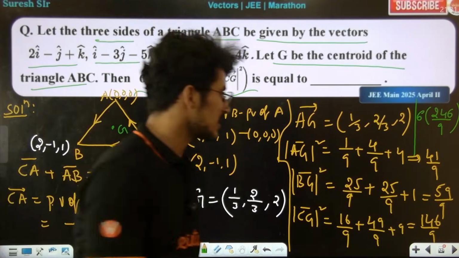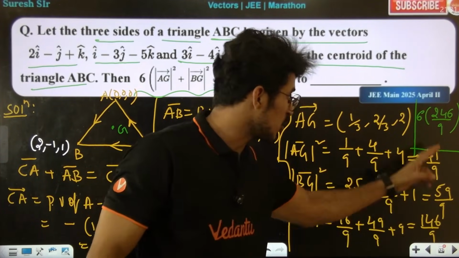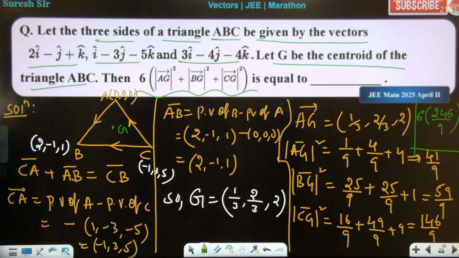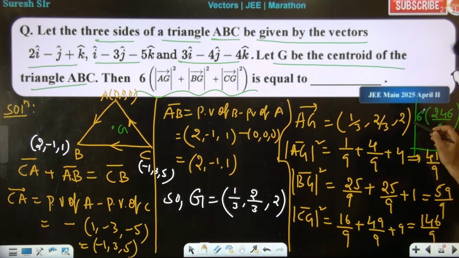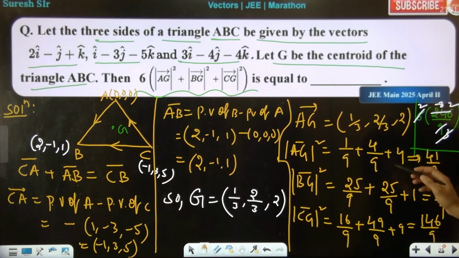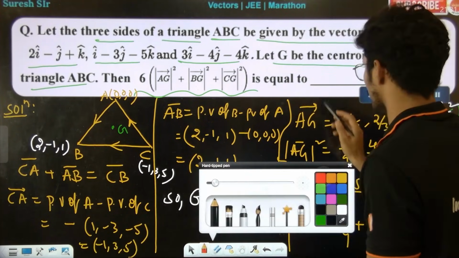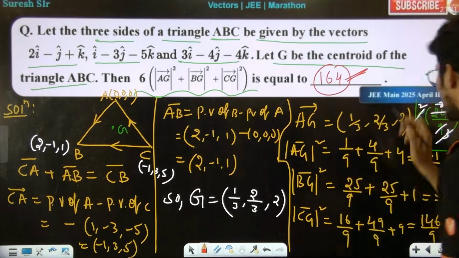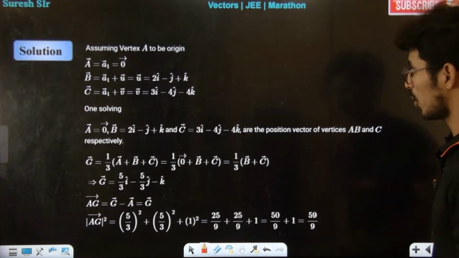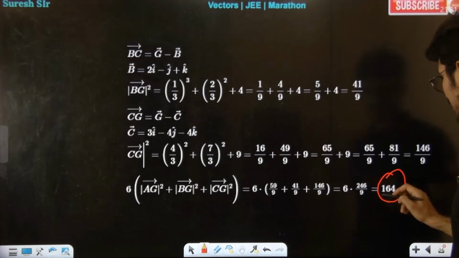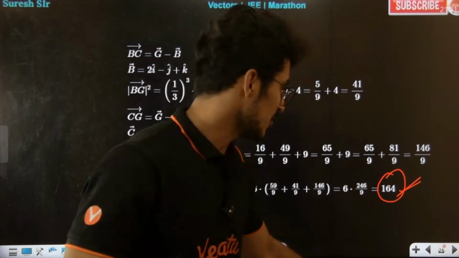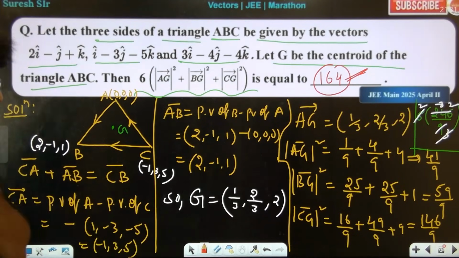Yes or no? Can you see this? I am writing the final answer here. If I add 246 by 9, the answer is an integer. So calculate, correct the calculation. So 82 into 2, 164 is the right answer. 164 is the answer. Is 164 matching or not? Yes, 164 is matching here. See? Any doubts? Yes or no?